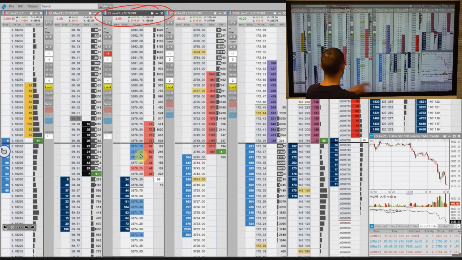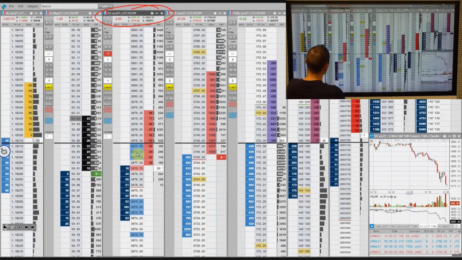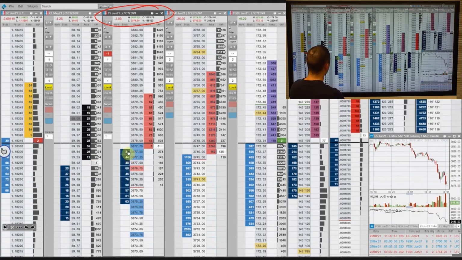Okay, the price action's still heavy here. We got 70 traded at 76 and the market's pulling back, relatively low volume.